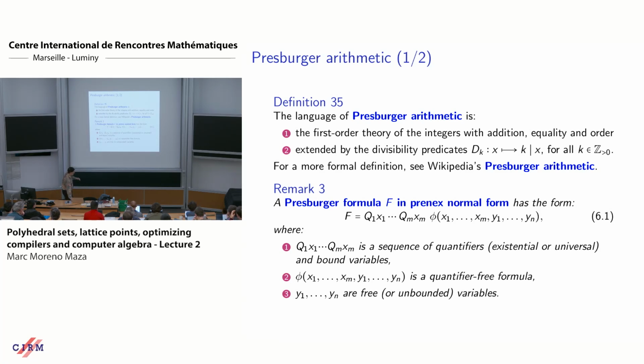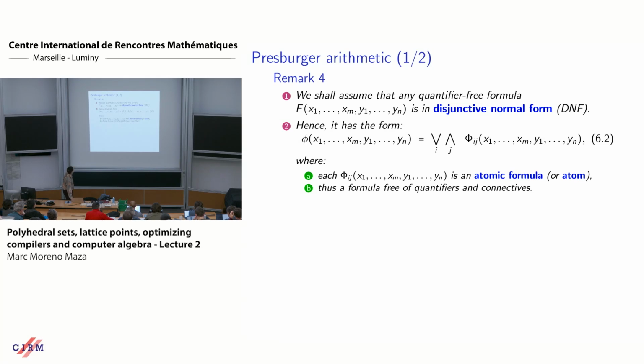y1, ..., yn will be, in all the subsequent slides, our unbounded variables or free variables. So we can assume that our quantifier-free part is in disjunctive normal form. So it's essentially an or of ands of atomic formulas. And for the atomic formulas, we have inequalities and divisibility predicates.